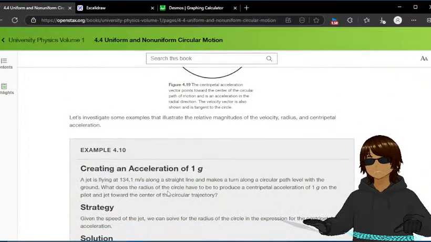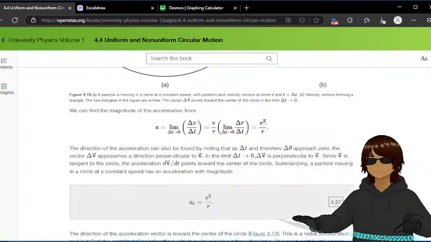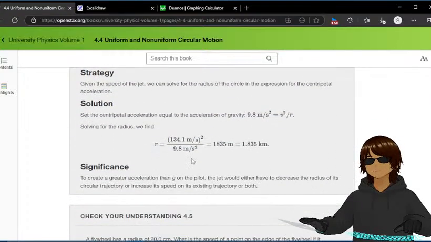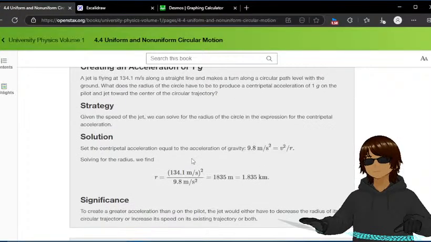What is the radius? We know the magnitude of the velocity, and we know g is 1. So if we do 134 squared, that should be the radius. Oh, 1 times g is 9.8. So 134.1 squared divided by 9.8.